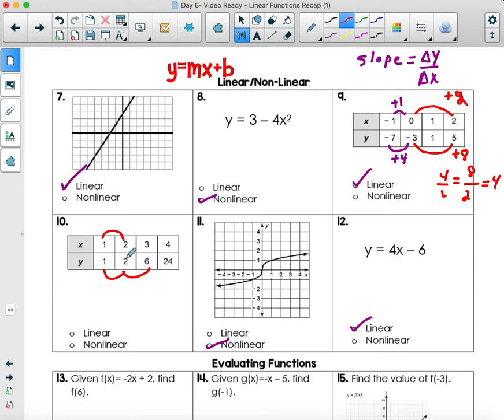as opposed to this guy where I'm increasing by 1 as I increase by 1. Now I'm increasing by 4 as I increase by 1. Now I'm increasing by 18 as I increase by 1. That's nonlinear. I don't have a constant rate of change.